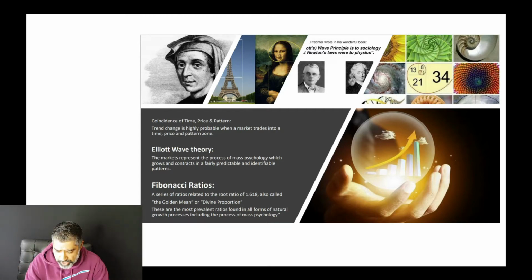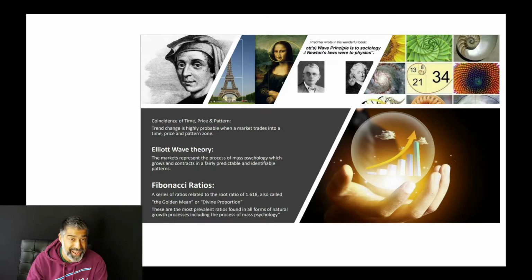Fibonacci ratios are a series of ratios related to the root ratio of 1.618, also called the golden mean or divine proportion. And this part here is key. These two lines here are the most prevalent ratios found in all forms of natural growth processes, including the process of mass psychology. So the Fibonacci ratio is all about the representation of mass psychology.